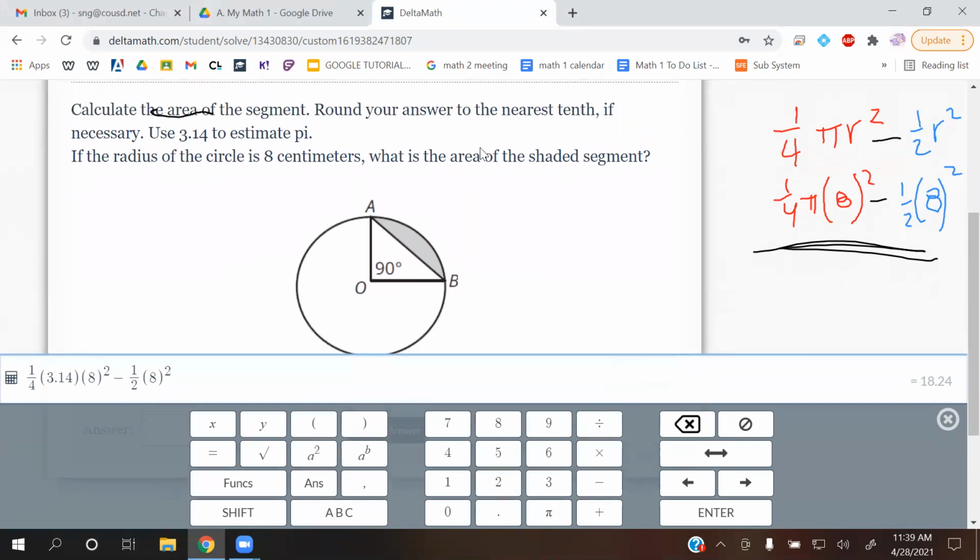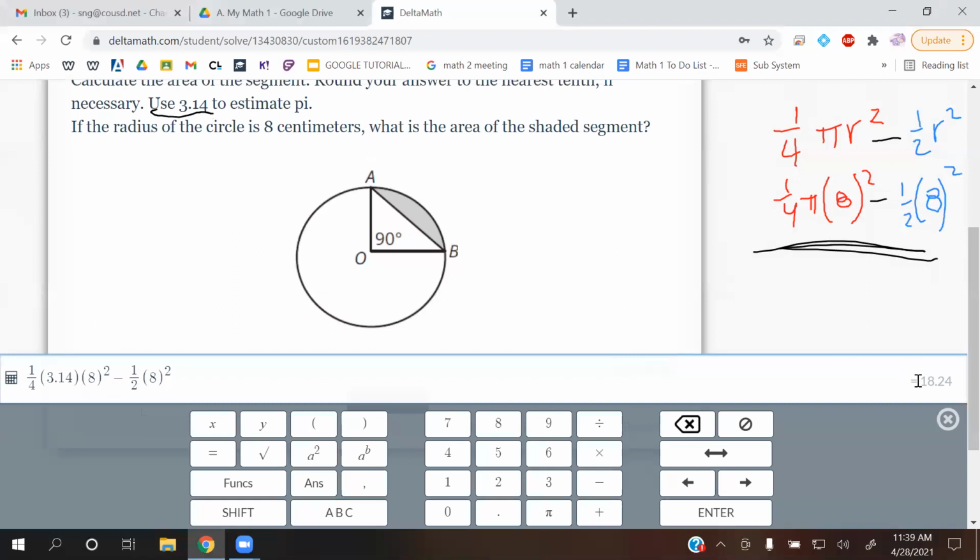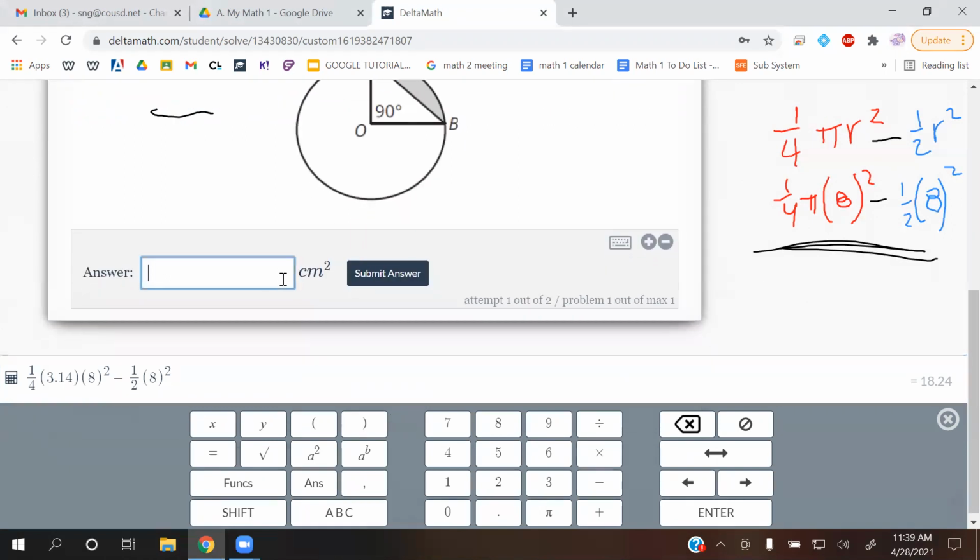Now we're going to round our answer to the nearest tenth. So we only want one decimal place. So this is 18.24. 4 is a small number, so the 2 stays as a 2. We have 18.2.